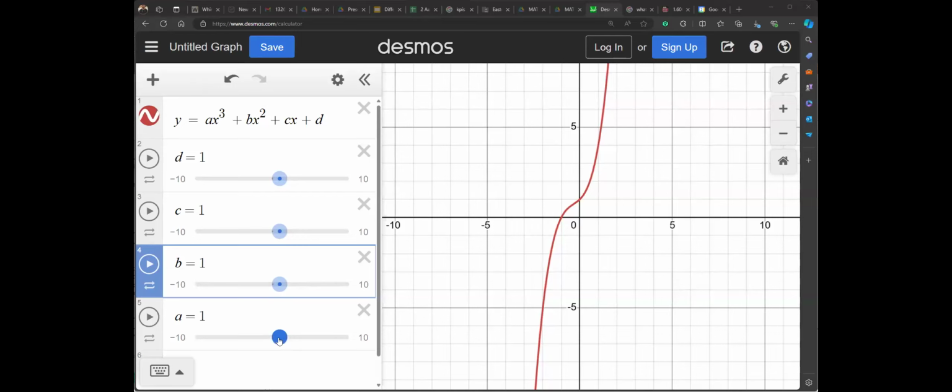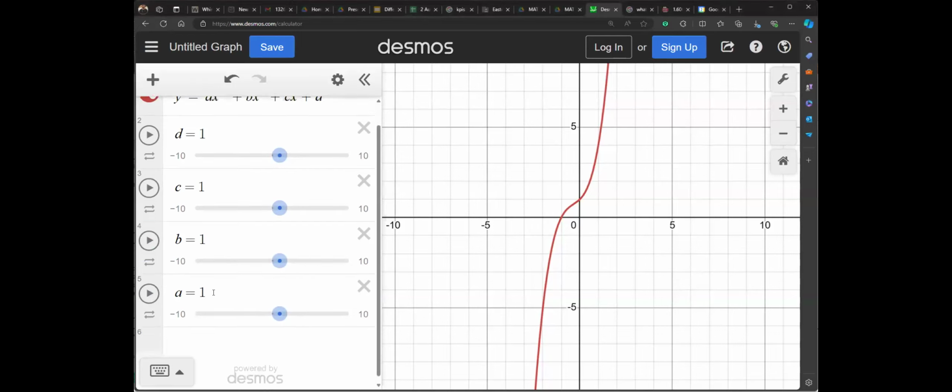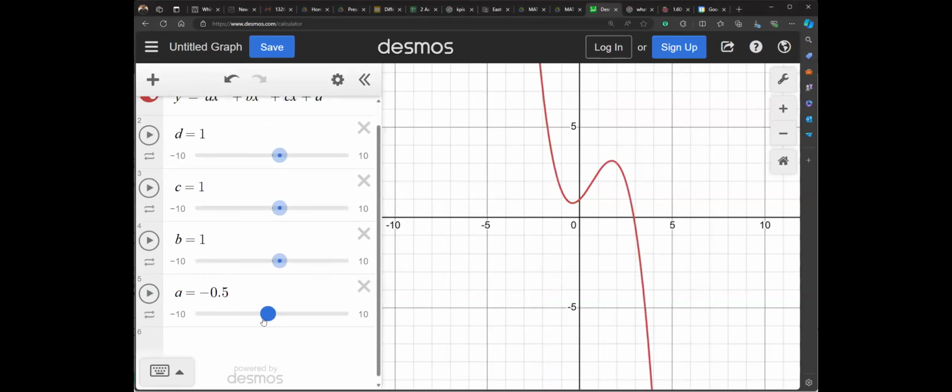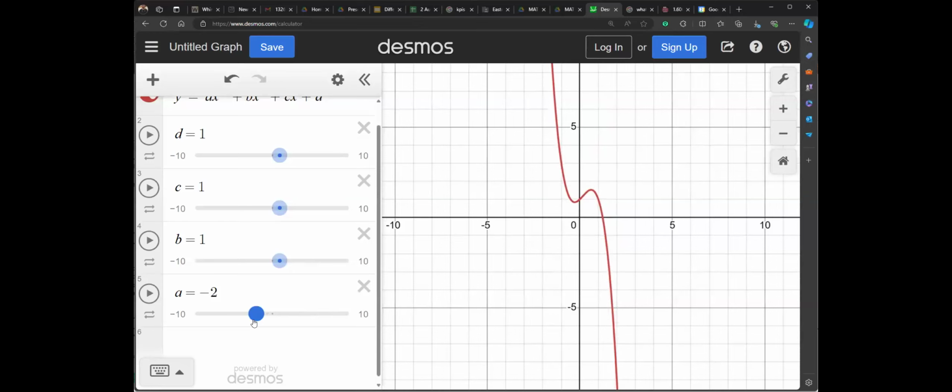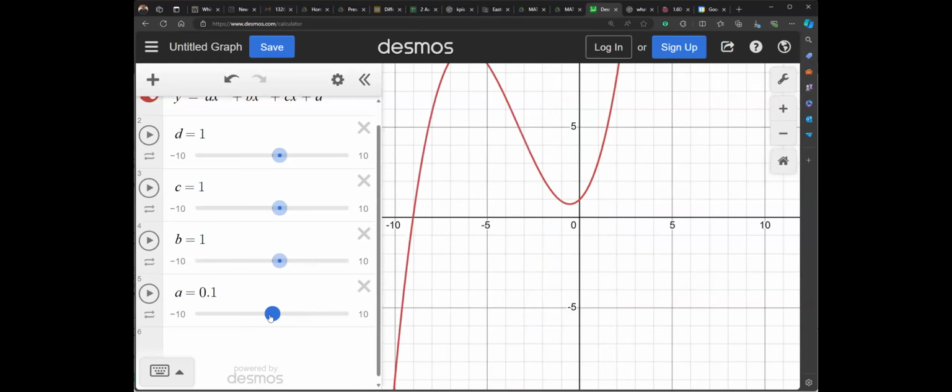So let's start with a. Now we have a at 1. Let's maybe change it to the negatives. Here it is at 1. I'm going to move it slightly to the negative side, slowly. We still have a graph that starts by increasing from the left-hand side.